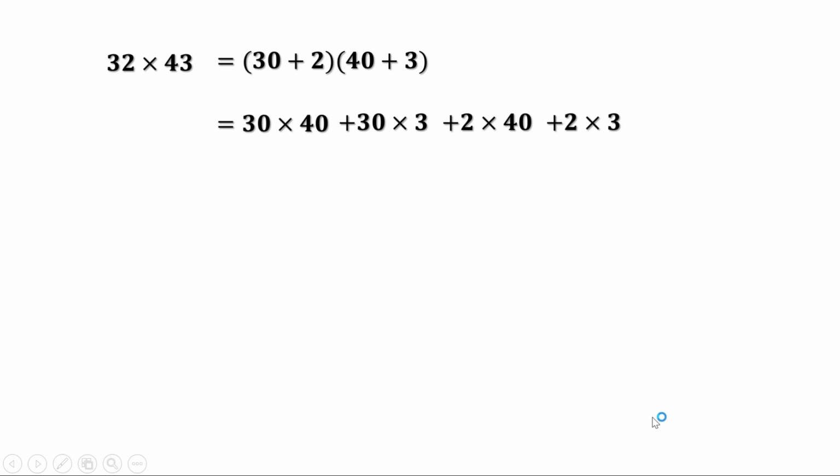3 into 4 is 12. Therefore, 30 into 40 is 1200. 30 into 3 is 90. 2 into 40 is 80. 2 into 3 is 6. So, this can be written as 1200 plus 90 plus 80 plus 6. 1200 plus 90 is 1290. Plus 80 is 1370, plus 6 is 1376. Therefore, 32 into 43 is 1376.